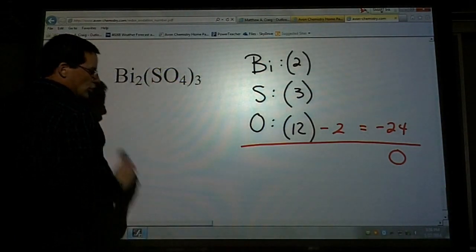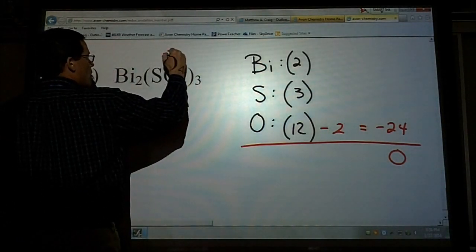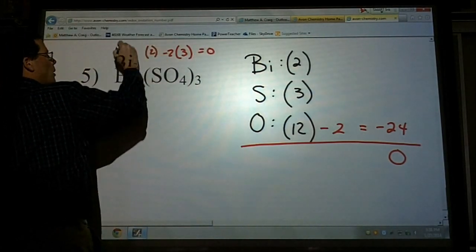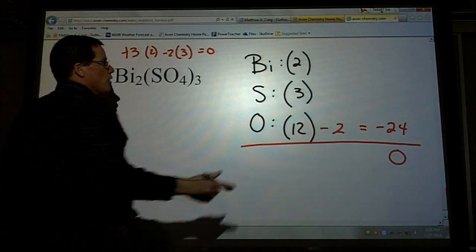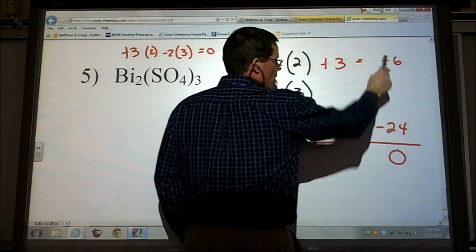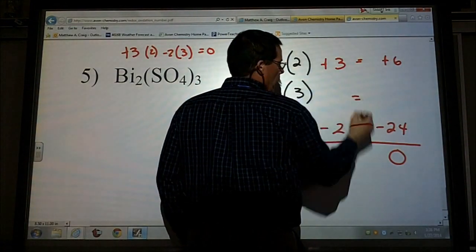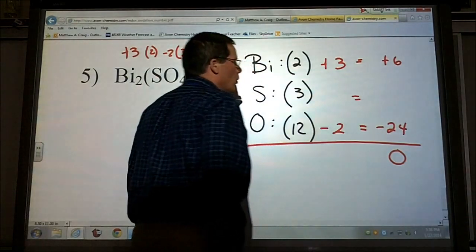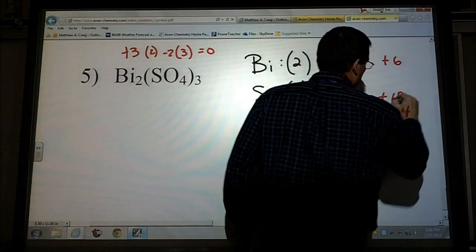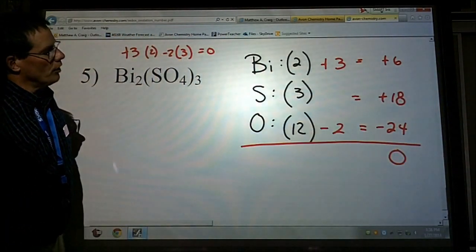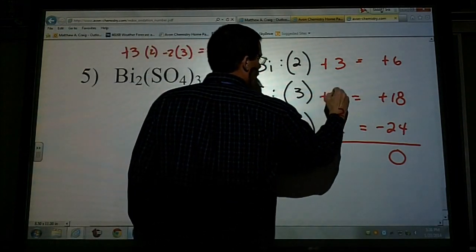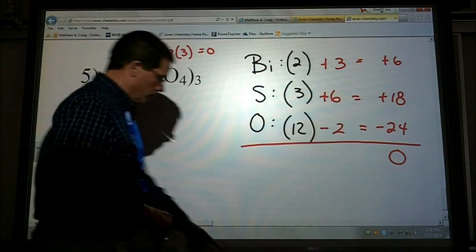We know that each sulfate has a -2 charge, and we have 3 of those. We have 2 bismuth, so it has to be a +3, which we stated just a moment ago. So that's a total charge of +6. So what number here, when added to these 2, will give me 0? Very good. So we have +18. So +18 +6 is equal to +24, -24, 0. So this means that sulfur will have a +6 charge.